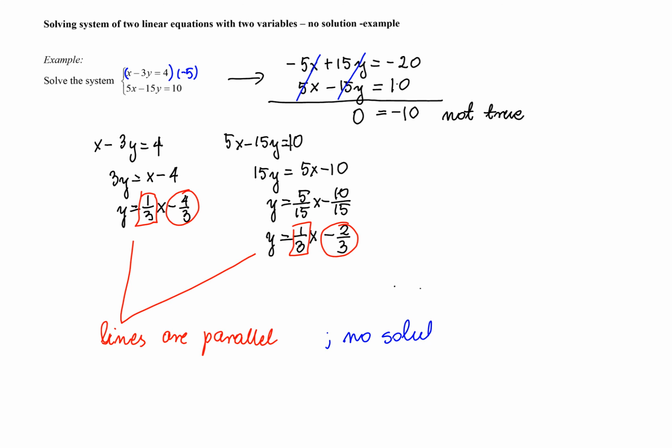So if in the process of solving a system of equations we come across an equation like here, 0 equals a number, an equation that is not true, we conclude that such a system has no solution because the lines represented by those equations are parallel.